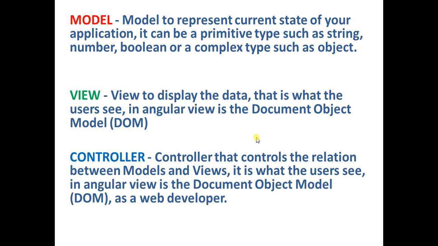MVC is model, view and controller. Model represents the current state of your application. It can be a primitive type such as string, number, boolean, or a complex type such as object. View displays the data, that is what the user sees. In Angular, the view is the document object model. Controller controls the relation between models and views.